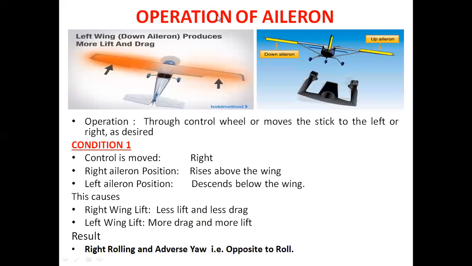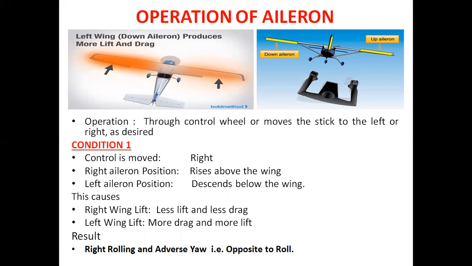Now we'll go for operation of aileron. Aileron will operate through control wheel or by moving the stick to left and right as desired. Now this is the control stick. Control stick will move left and right. Now aileron will get deflected. Now we are getting one condition here. If control is moved towards the right, now this is the movement of control stick toward the right.